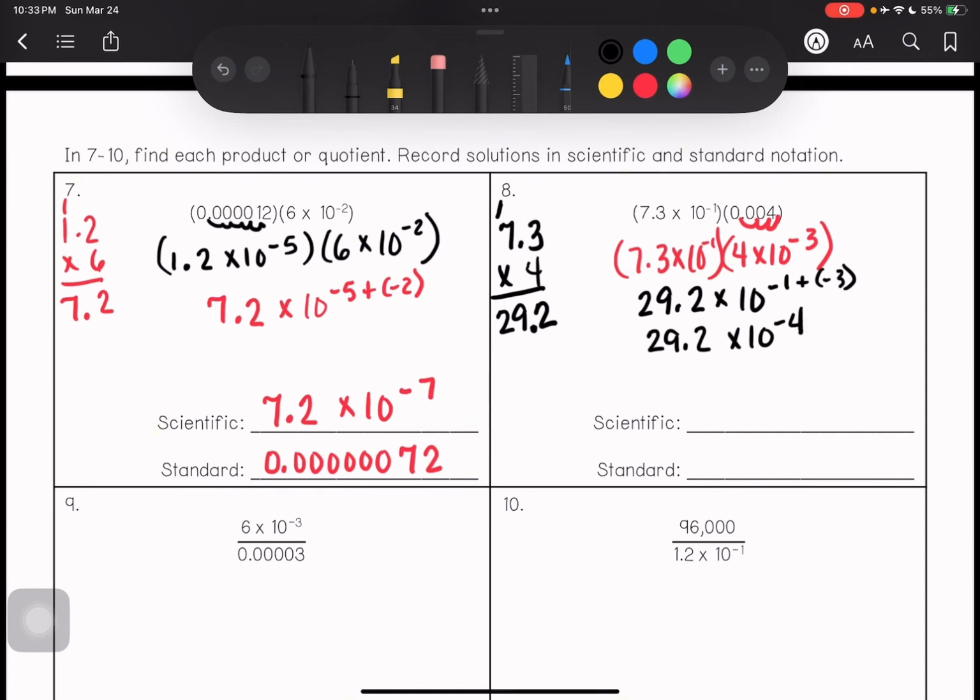Remember to put it in scientific notation. It has to be a number between 1 and 10. So if I make this number smaller by 1, I make this exponent larger by 1. So this gives me 2 and 92 hundredths times 10 to the negative 3 power. In standard form, I need to move my decimal 3 times to the left, which means I'll have 2 zeros in front of the 2 as my final answer.